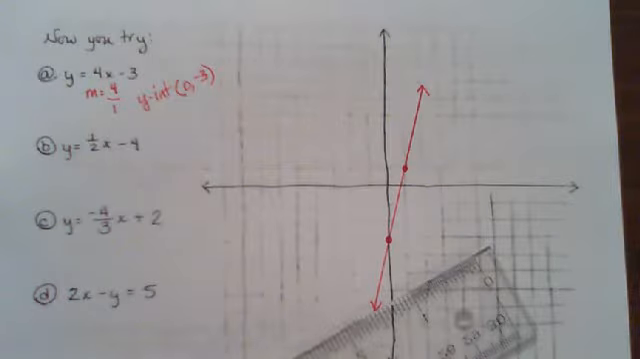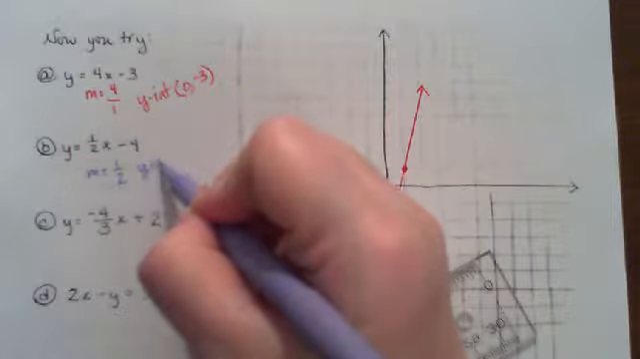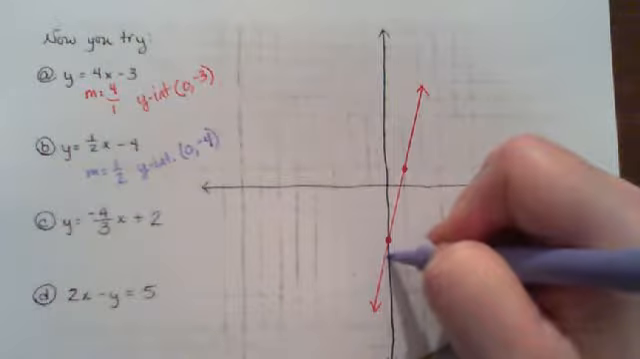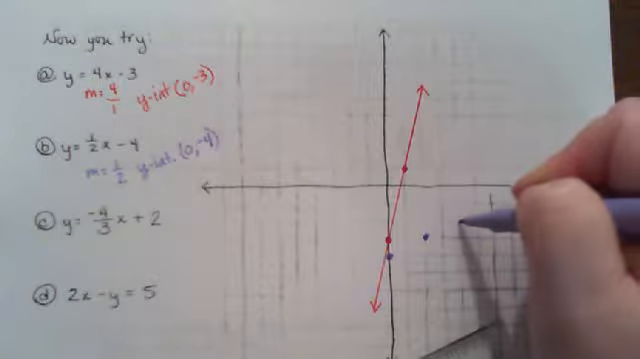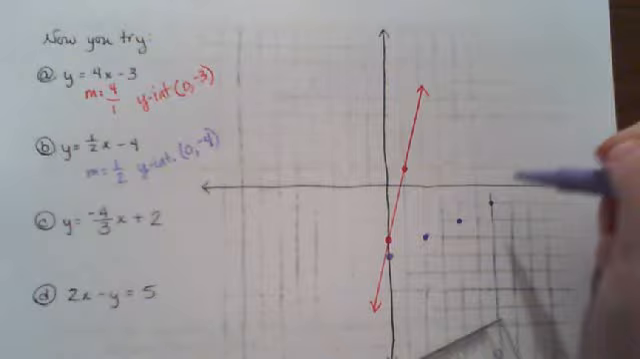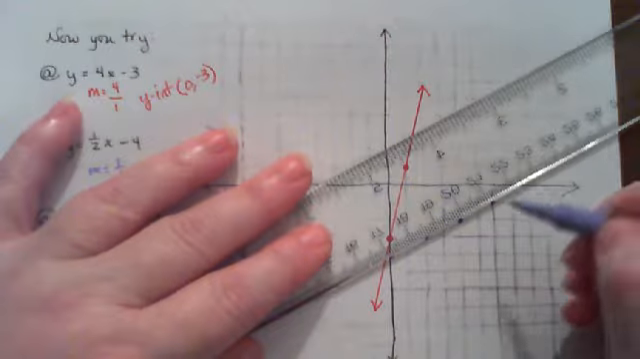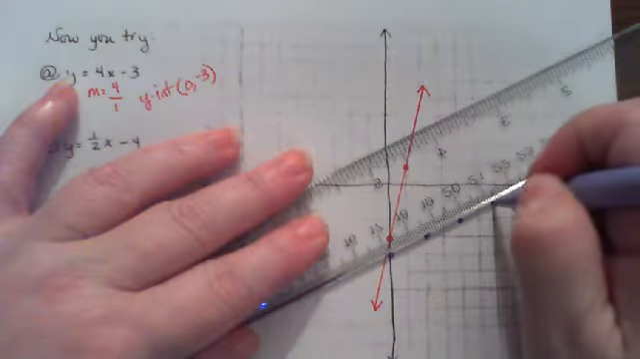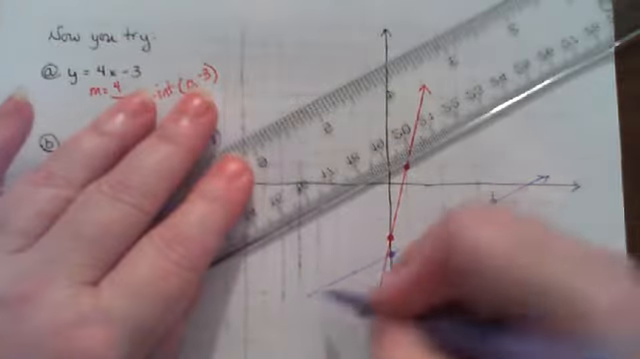Pick a new color. We'll do lavender. My slope for this one is 1/2. My y-intercept is 0, -4. So I start at -4, put my dot, go up 1 and over 2. I'm going to do another one because they're so close together, and why not? That light's messing with me some. That looks pretty. There we go.